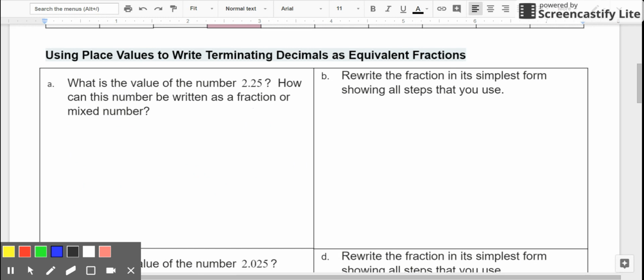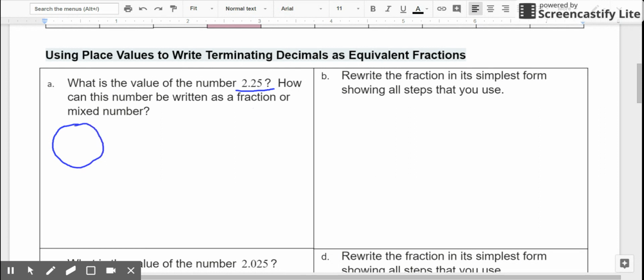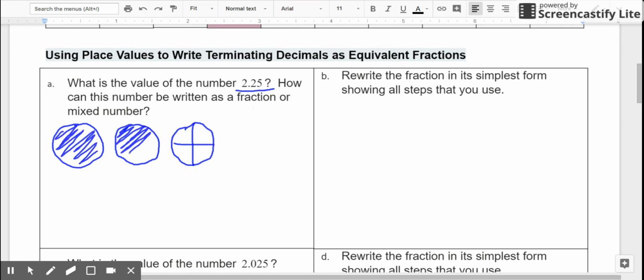We can think of part A in a couple different ways. 2.25, I can think of that as 2 wholes and then a quarter of another whole. So that's personally how I would think of 2.25. As a mixed number, that's 2 wholes, and then 1/4 of a last whole. So that's going to be 2 1/4. That's not the only way I could think of this, though.